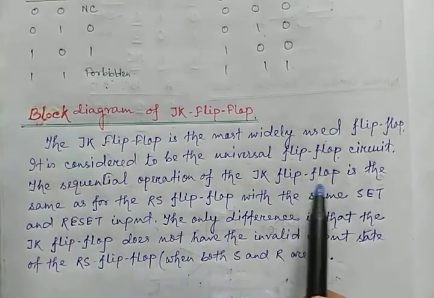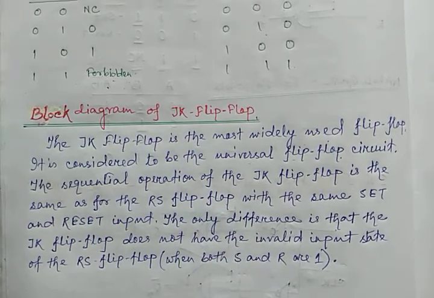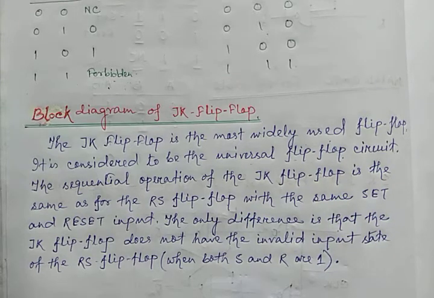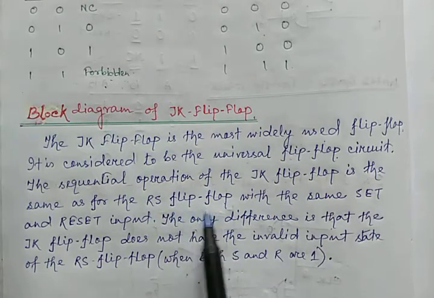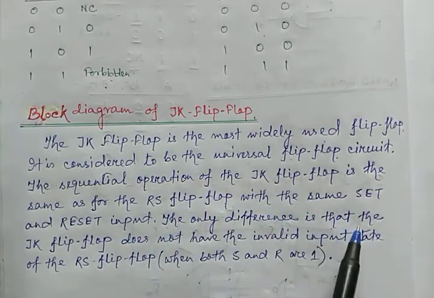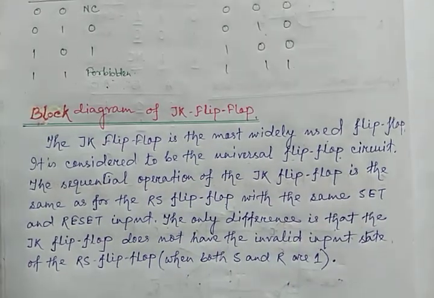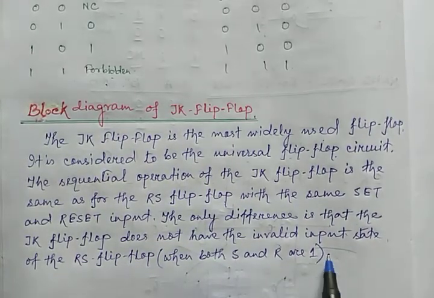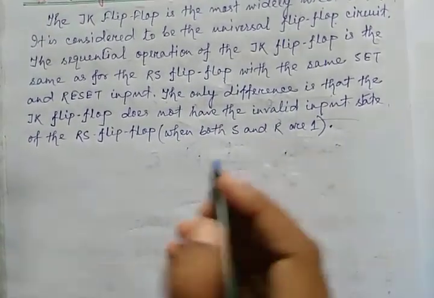The sequential operation of JK flip-flop is the same as RS flip-flop, because it is the improvement of SR flip-flop. So its truth table is the same as RS flip-flop with the same set and reset input. The only difference is that the flip-flop does not have the invalid input of the RS flip-flop. This is the main difference.